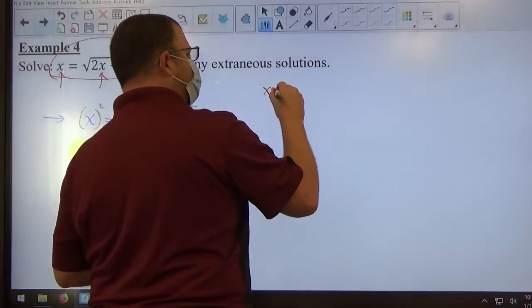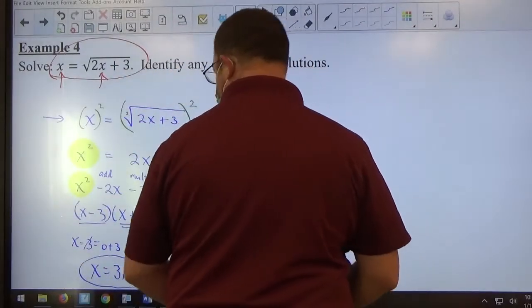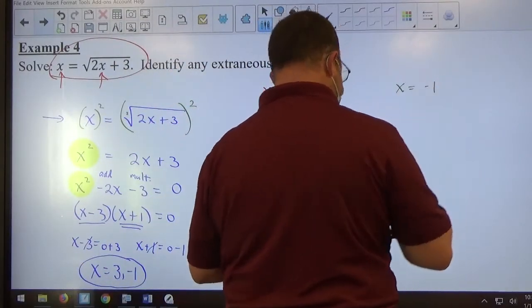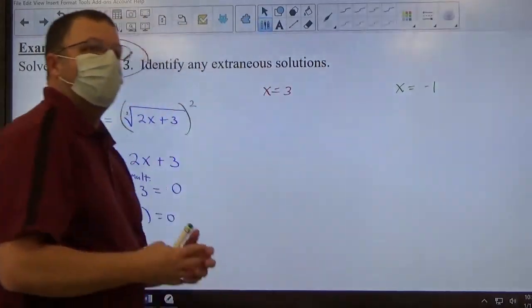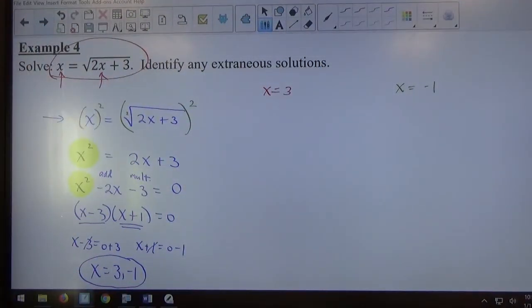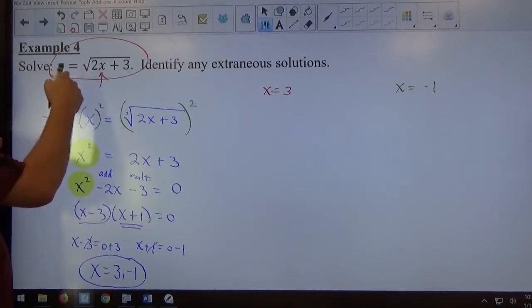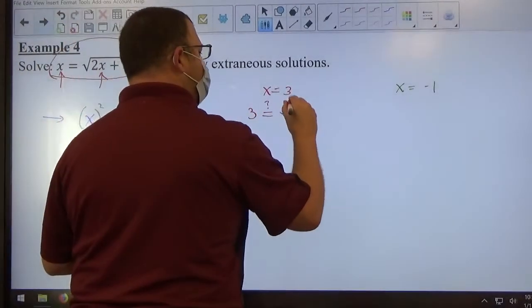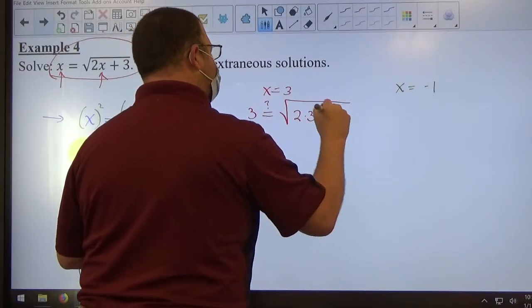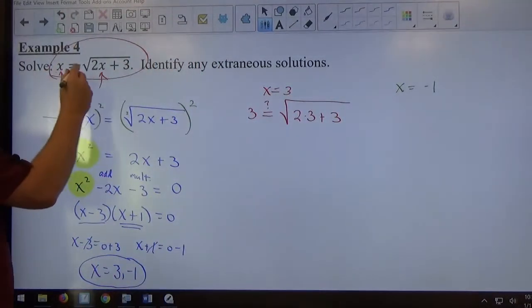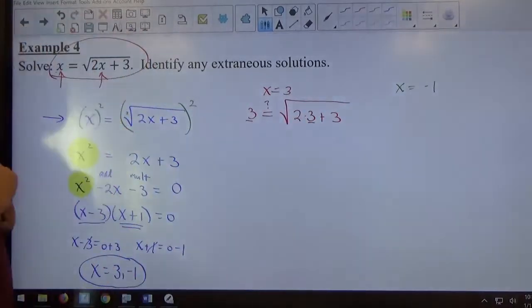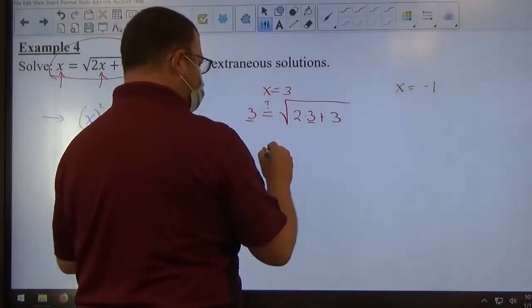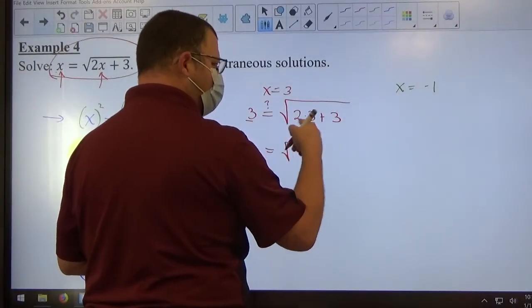First one is x equals 3. The second one is x equals negative 1. Again, for it to be correct, exactly as it's written, the left and right hand side have to be equal to each other. So if x equals 3, and I'm replacing both of these x's with 3's, I'm going to get 3 equals question mark square root of 2 times 3 plus 3. This x and this x became this 3 and this 3, because I'm testing x equals 3. The only thing I have to do is work out this side. What's 2 times 3? And 6 plus 3?